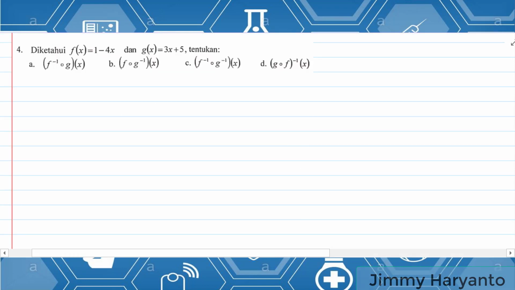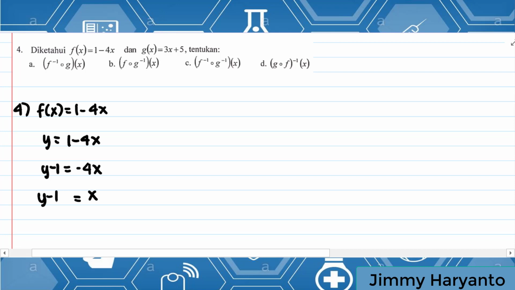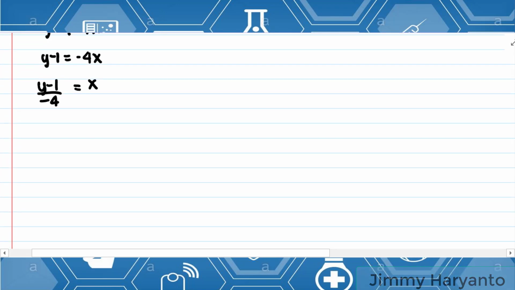Okay. Next is number 4. Number 4 we have f(x). f(x) equals 1 minus 4x. To make it easier, I will prepare the f inverse first. y equals 1 minus 4x, and then y minus 1 equals negative 4x. x equals y minus 1 over negative 4. So I can tell that f inverse x equals x minus 1 over minus 4.